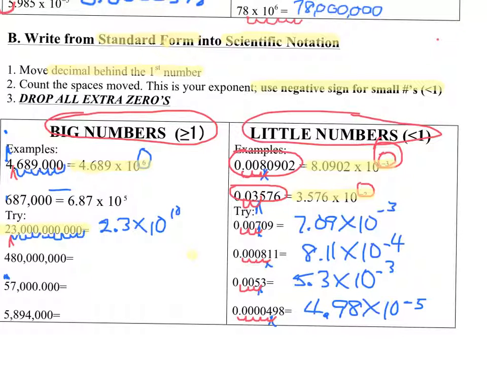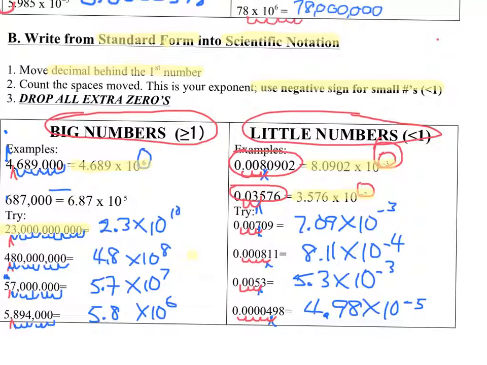Here are the rest. So here they are. I need to remind you to drop all the zeros to get the final answer, as I have done here.